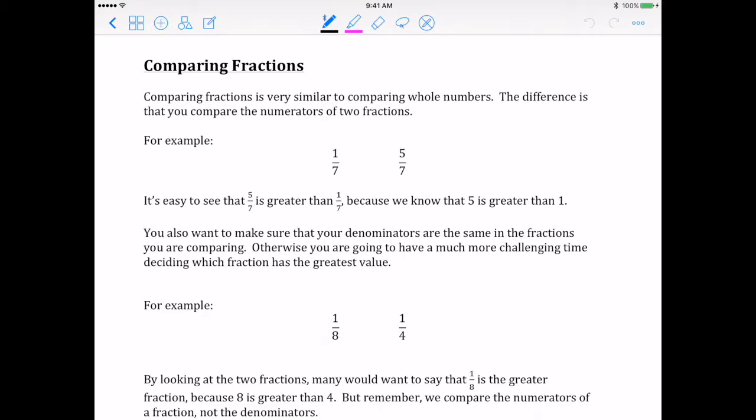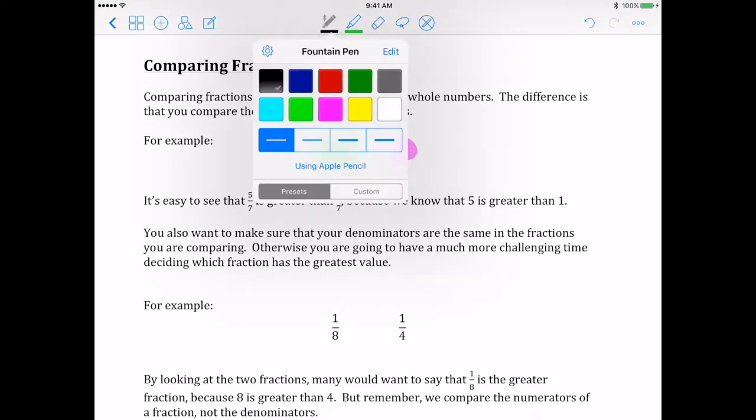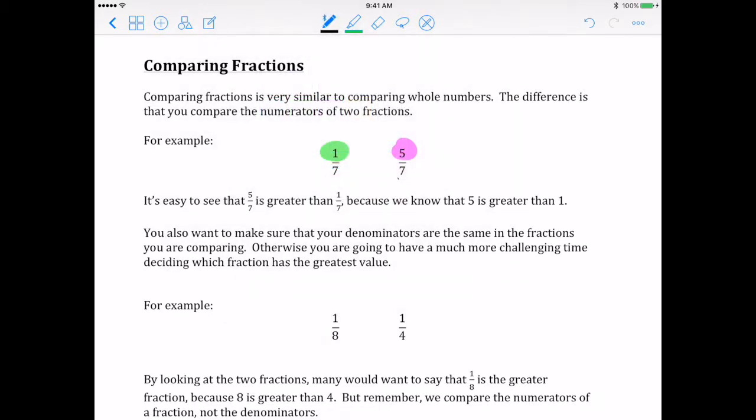1/7 and 5/7. It's easy to see that 5/7 is greater than 1/7 because we know that 5 is greater than 1. So you can see your 5 here, your 1 here. So we can see the denominators are equal. They're both 7. So we can say absolutely that 5/7 is greater than 1/7, or 1/7 is less than 5/7.